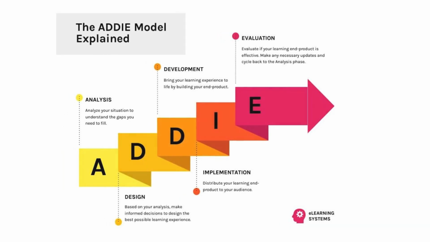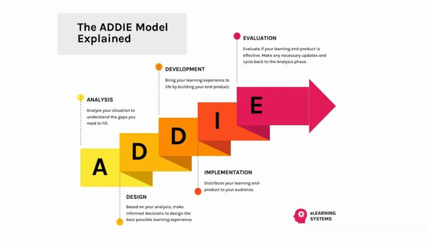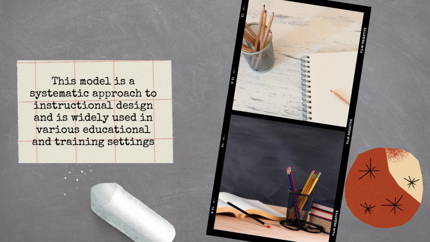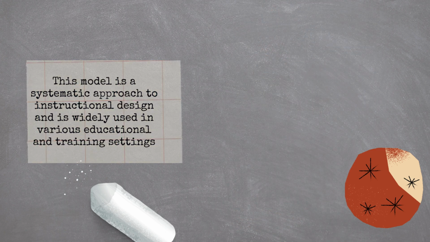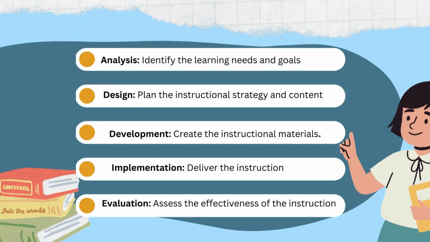ADDIE stands for Analysis, Design, Development, Implementation, and Evaluation. This model is a systematic approach to instructional design and is widely used in various educational and training settings. Analysis: identify the learning needs and goals. Design: plan the instructional strategy and content. Development: create the instructional materials. Implementation: deliver the instruction. Evaluation: assess the effectiveness of the instruction.